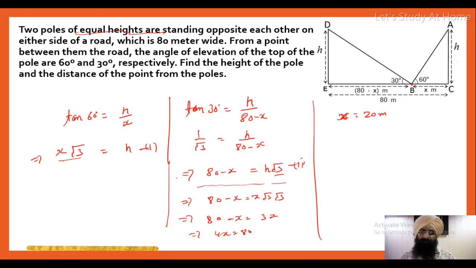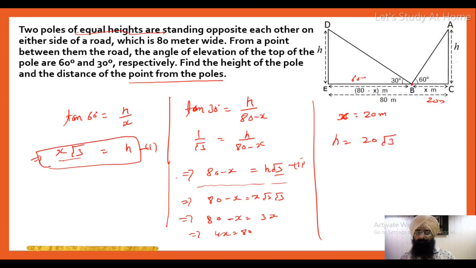So one thing we have found: the distance of the point from the poles. From the first pole it is 20 meters, from the other pole it is 60 meters. Now we want to find the height. Height of the pole, h is equal to 20 under root 3. Very easy. Height of the pole is 20 under root 3 meters. Put the value of under root 3 and find your answer. That's all. Very easy question.